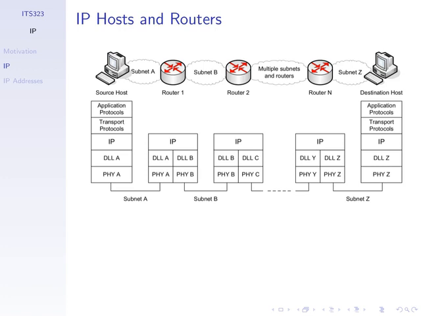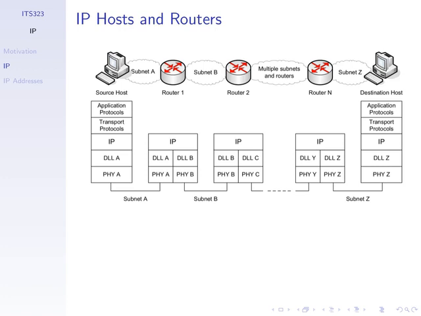If there's another host here, host 5, it's on the same subnet as host 1. In fact, we don't need to send to a router. We can send direct to that host. We don't need to use intermediate devices. We have a direct connection via that subnet. So to reach anyone on this subnet, send direct.